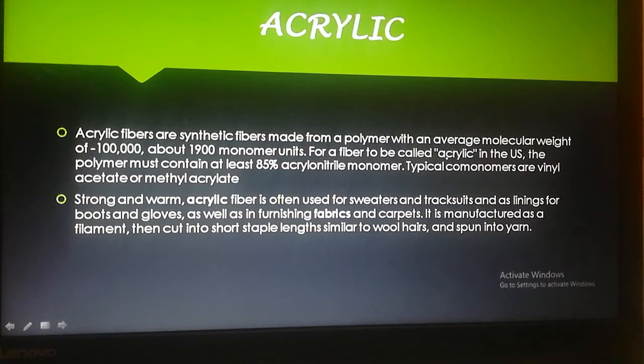So acrylic fibers are warm, soft, light, flexible and also known as Orlon or Acrylon. They are easily knitted to make sweaters, shawls, socks, etc. They are strong and warm. Acrylic fiber is often used for sweaters and tracksuits and as linings for boots and gloves, as well as in furnishing fabrics and carpets. It is manufactured as a filament, then cut into short staple lengths similar to wool hairs and spun into yarn.